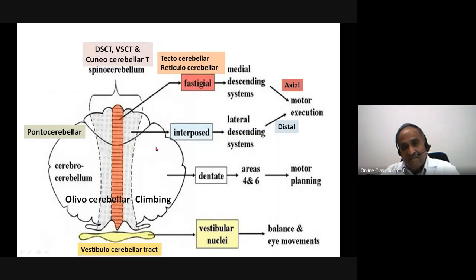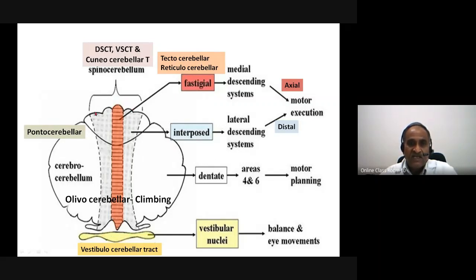The cerebellum thus is divided into the cerebrocerebellum, the spinocerebellum, and the vestibulocerebellum. The cerebrocerebellum is connected to the cerebrum through the cerebropontocerebellar connections, that is the input. Then the vestibular cerebellum is connected with the vestibular nuclei and other inputs coming from the reticular system.